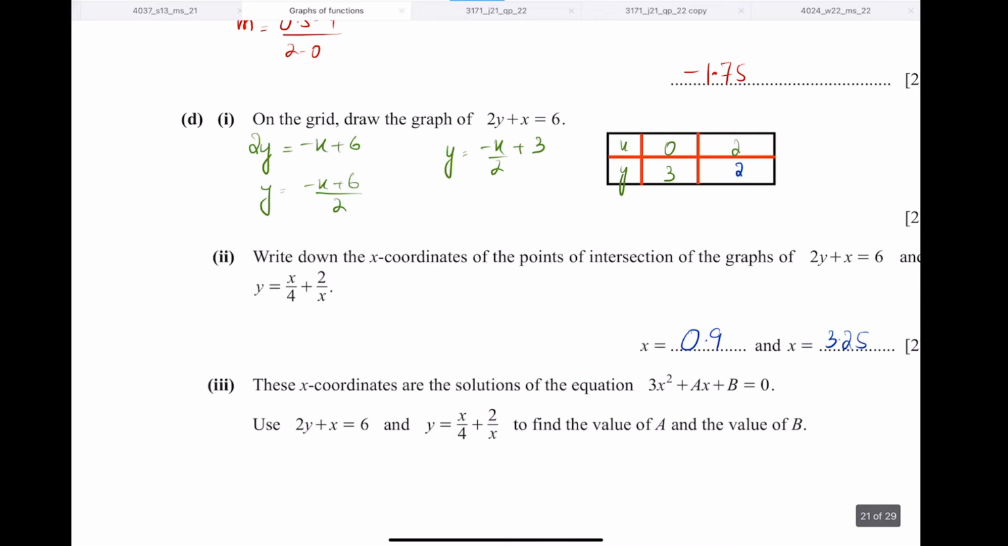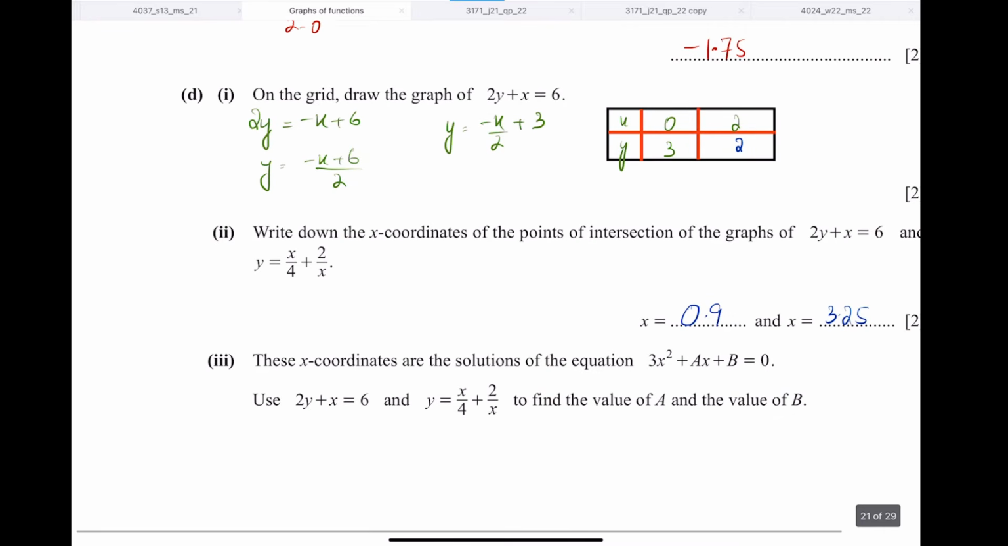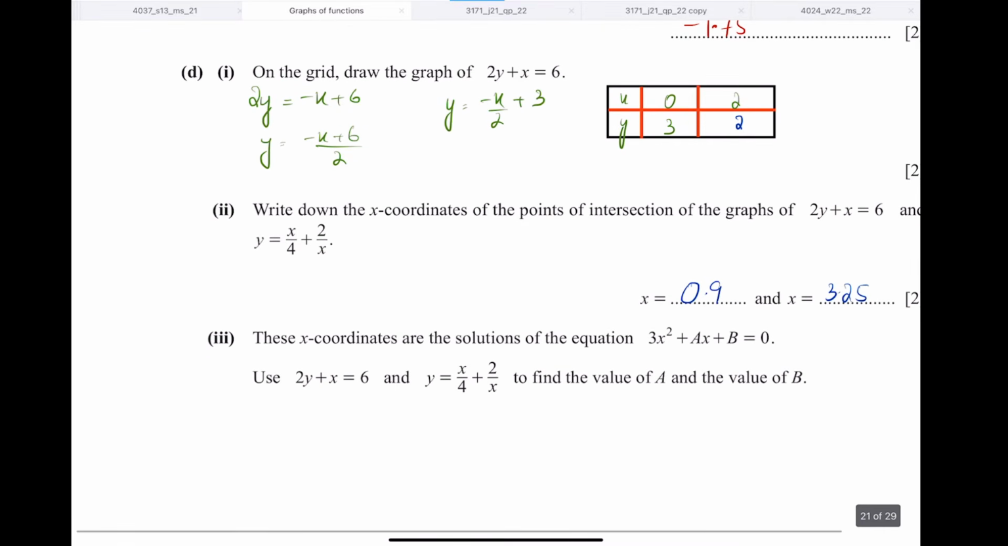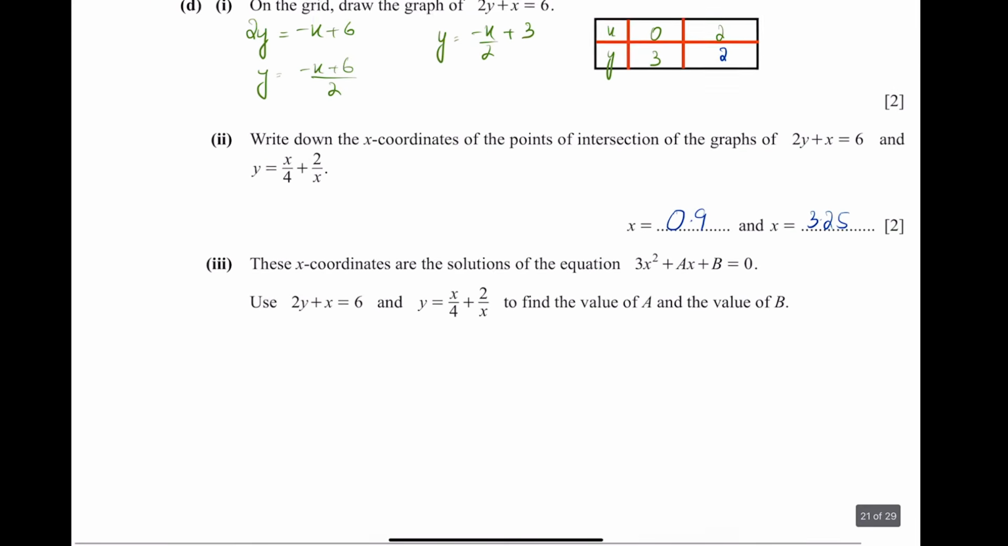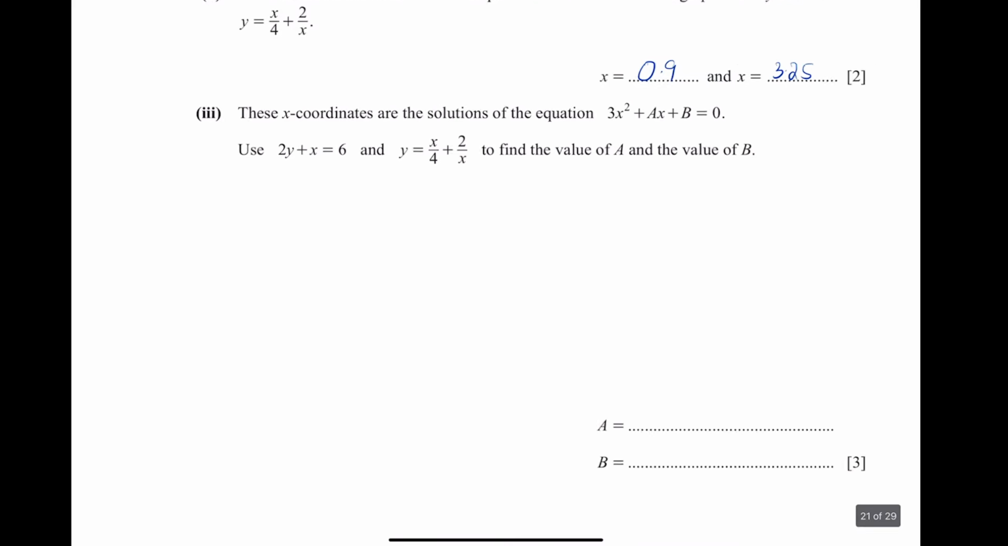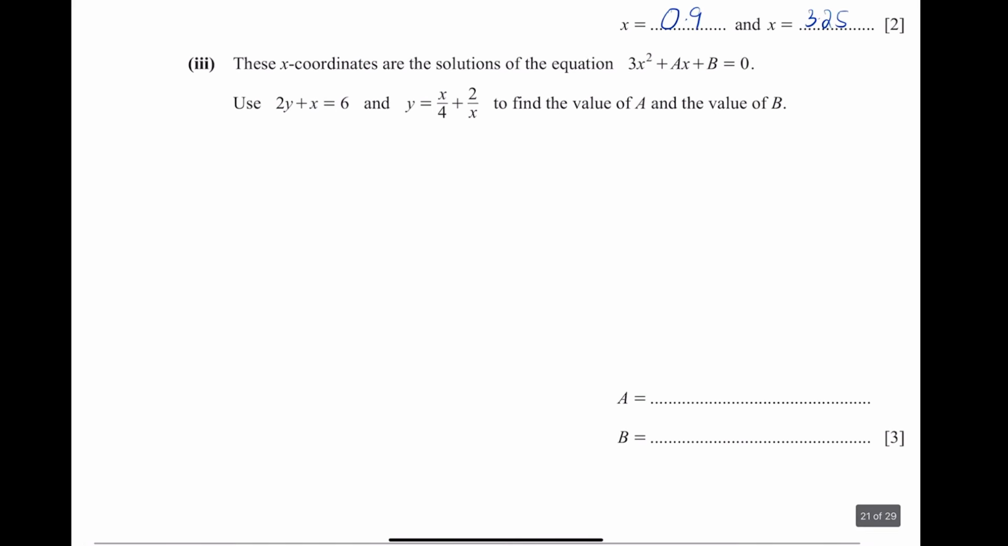I'm going to do part 3 now. Part 3 says, these x coordinates are the solutions of the equation 3x squared plus ax plus b. Use 2y plus x equals 6 and y equals x upon 4 plus 2 upon x to find the value of a and the value of b. Now, we haven't done a question like this before. This is the first time we're doing it. But still, I'd like to ask you guys, by reading the question, what do you think we're going to do?